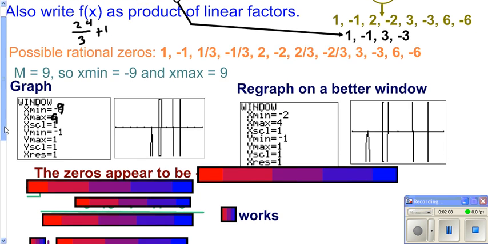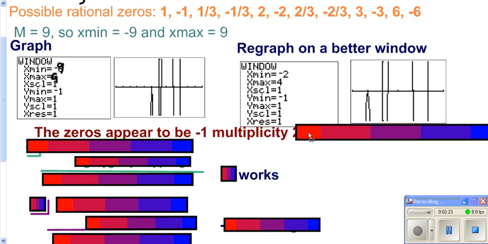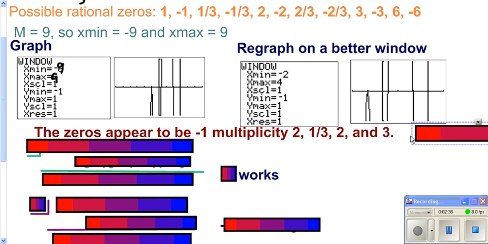Now we want to take a look at our possible rational zeros up above here in orange. And then we want to look at our graph. And we want to say, based on our graph and our possible rational zeros, what appears to be working? Well, it appears that -1 works, of multiplicity 2, because it bounces off. It also appears that 1/3 works, because here's 1, it's not halfway there, and 1/3 is a possibility. It also looks like 2 works, and it also looks like 3 works.